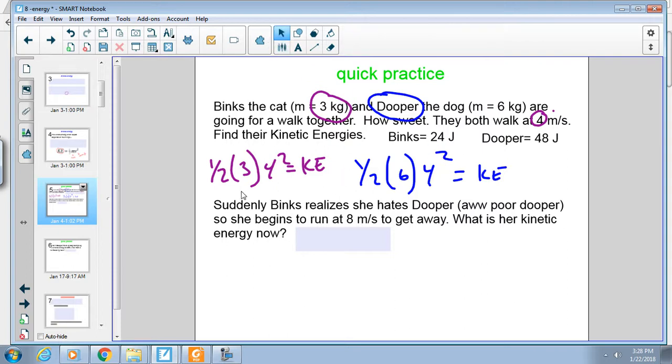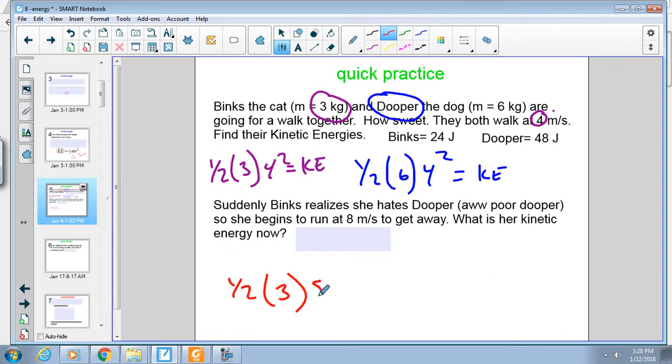All right, so let's just say, hypothetically, Binks realizes she doesn't like Duper very much. Aww, it's not nice. So she begins to run away at a rate of 8 meters per second. So what's her new kinetic energy? Well, 1/2 our mass is still 3, times 8 squared. So now our kinetic energy gets bumped up to 96 joules. Higher velocity, more kinetic energy.